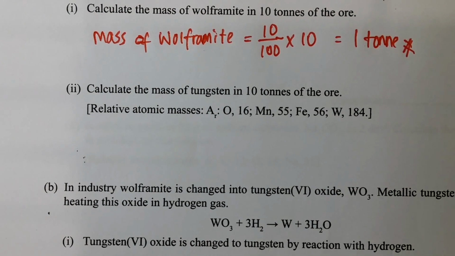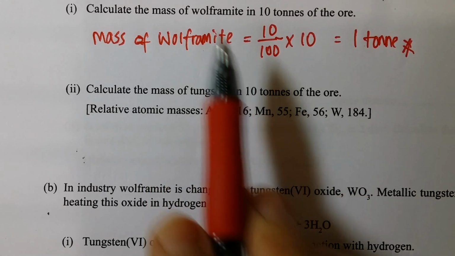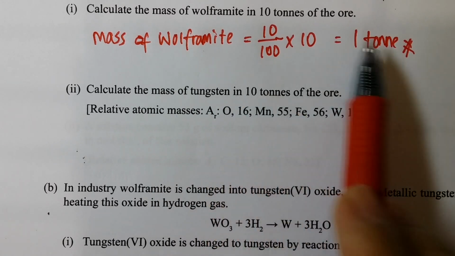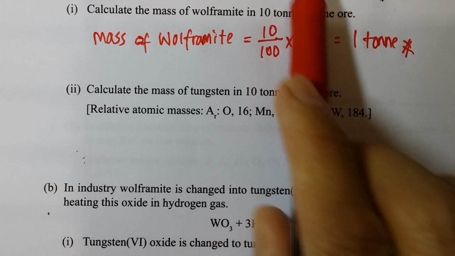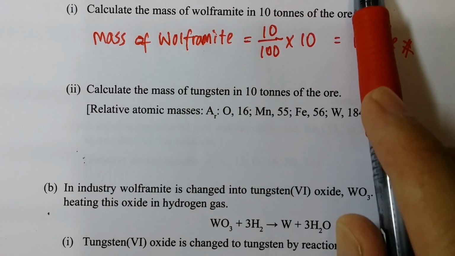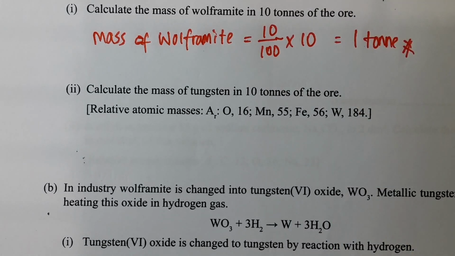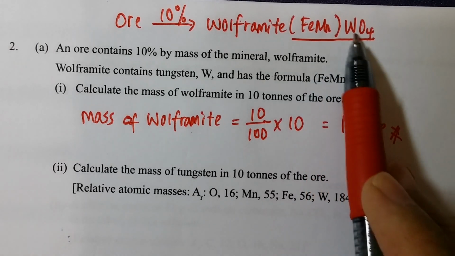Okay, for part 2, calculate the mass of tungsten in 10 tons of the ore. In 10 tons of the ore, there is 1 ton of wolframite. And what would be the mass of tungsten? So this wolframite is this. What would be the mass of tungsten? That means W, in this 1 ton of wolframite. So there will be this W.